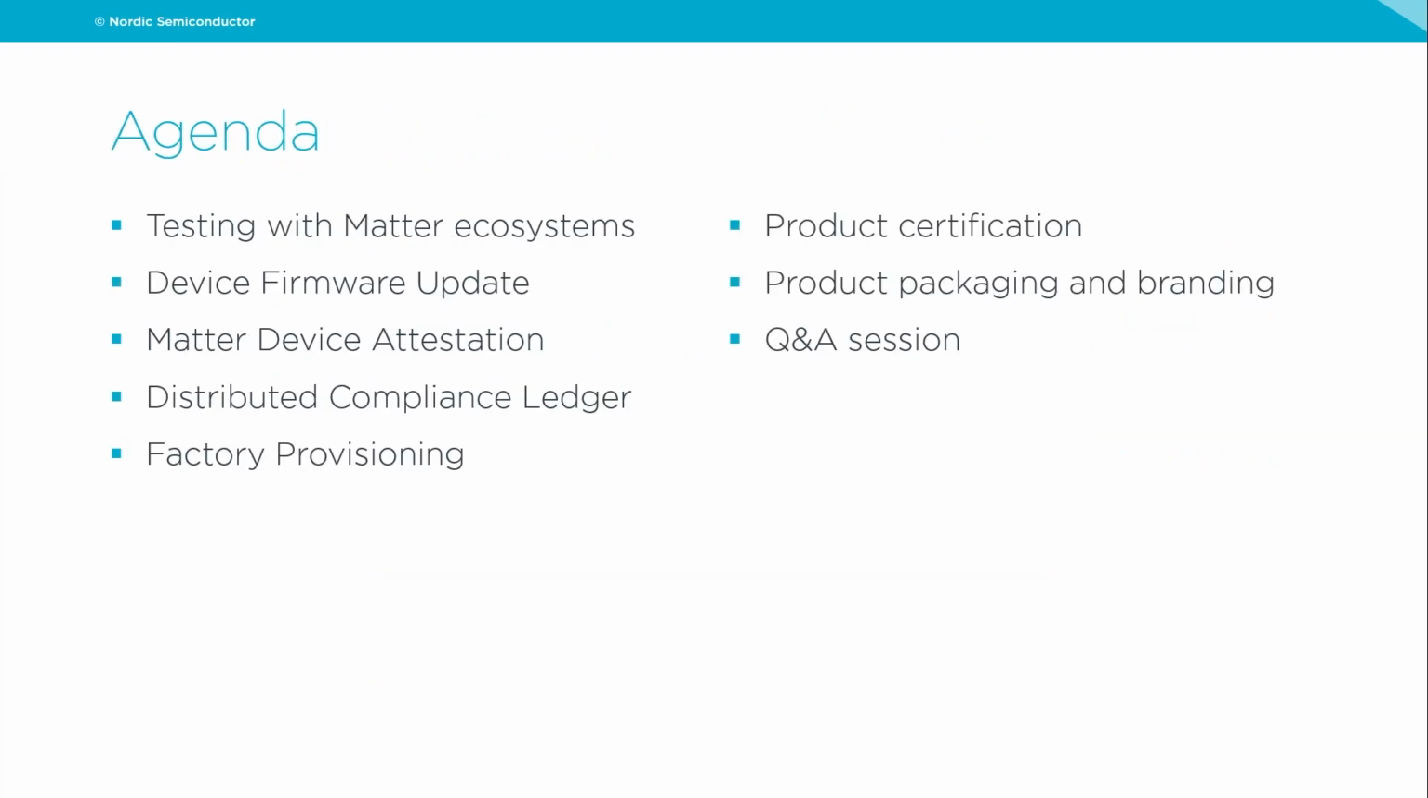In this webinar, we will focus on the key aspects to consider when bringing your Matter device prototype into production. First, I will briefly describe how you can test your prototype device with the commercially available leading Matter ecosystems. Then I will present the various device firmware upgrade options that are available in the field. I will share some theory on Matter attestation and the distributed compliance ledger. And finally, I will demonstrate how to create a dedicated per device configuration in the factory.